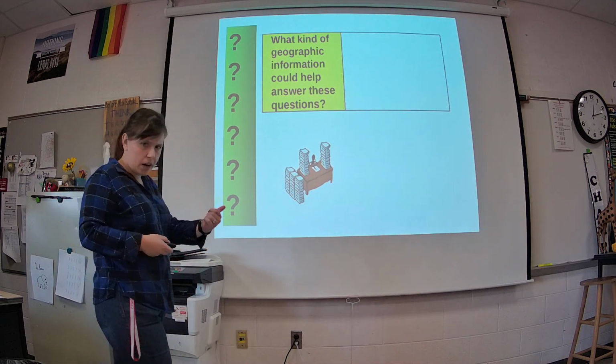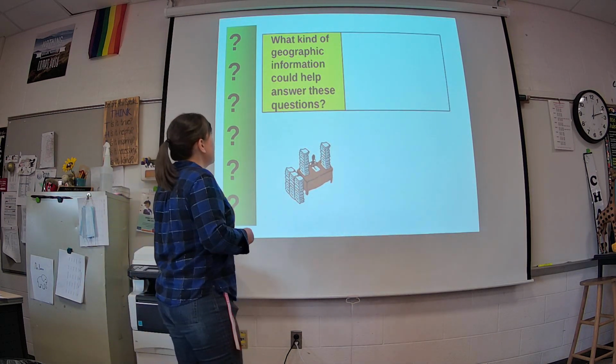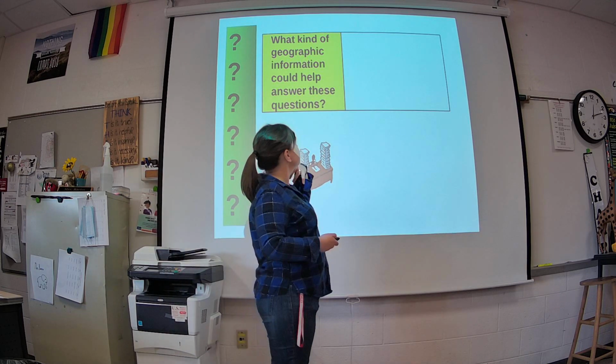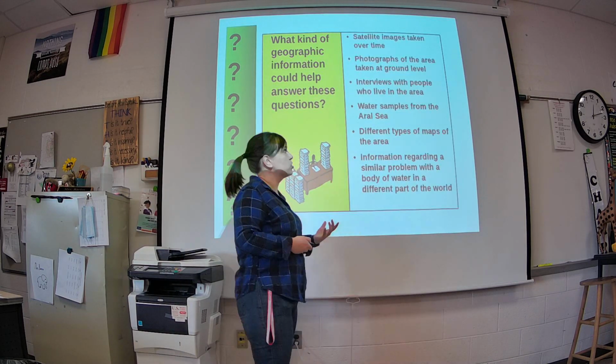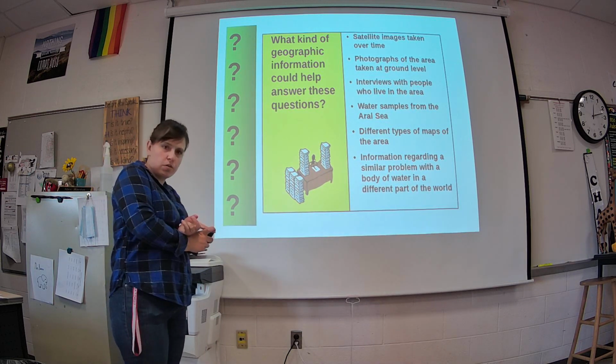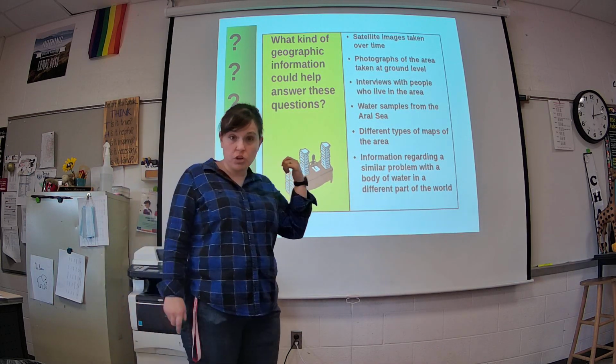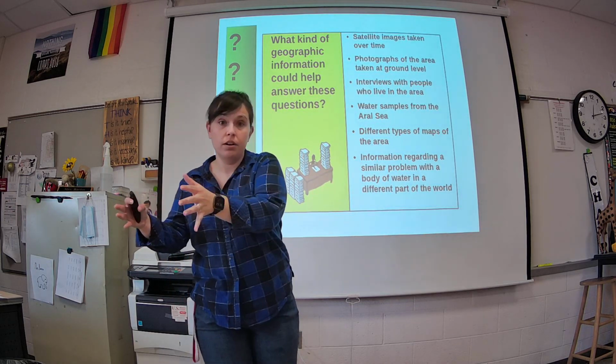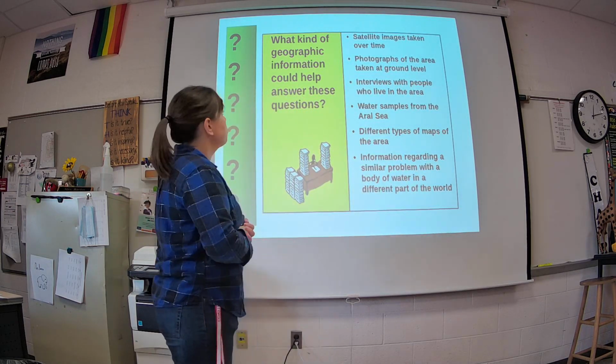So now we've got our question. Now we need to go ahead and figure out what kind of information we need to answer these questions, right? So first of all, satellite images that have been taken over time to show the drying, which we saw at the beginning of this, right? We saw that before and after photo. So what else would we need?